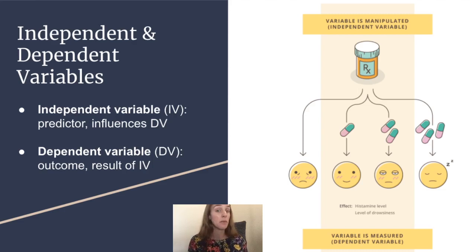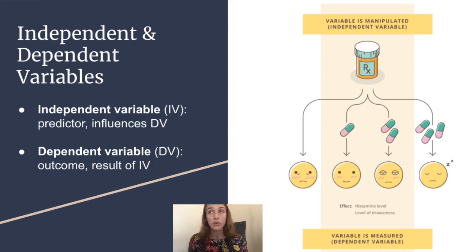It might be that your being a lawyer is going to predict how competitive you are. We have lots of different predictions we can make, right? Maybe we'll predict that the more that you sleep, you'll see a greater increase to your mood. In all of these cases, we have a variable that is a predictor, and it influences the dependent variable. The dependent variable, or the DV, is the outcome or the result of the independent variable.